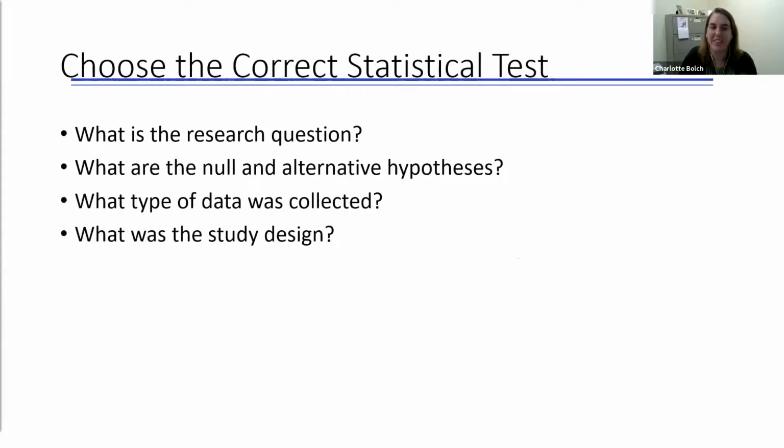So first off, with statistical tests, we always want to make sure we go back and look at: what's the research question? What are our null and alternative hypotheses? What type of data was collected, and what was the study design? These are always important questions to ask when you're deciding what statistical test to use, or when you're reading an article and trying to understand why they used a certain statistical method.